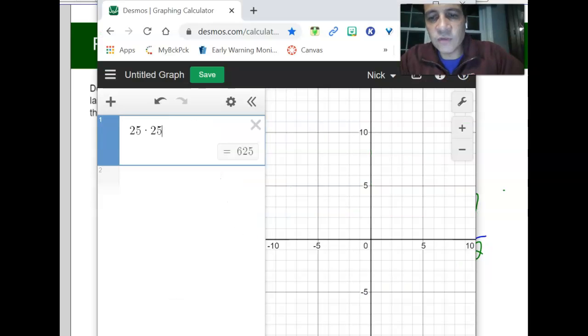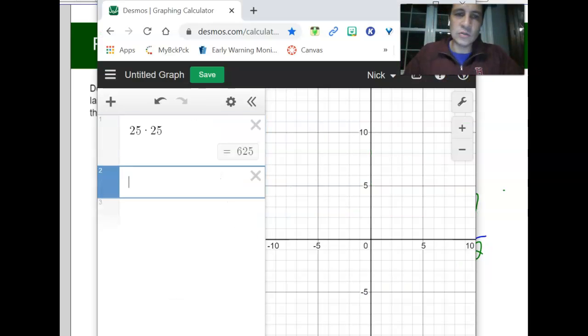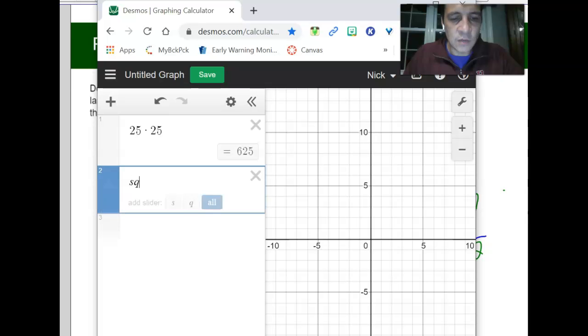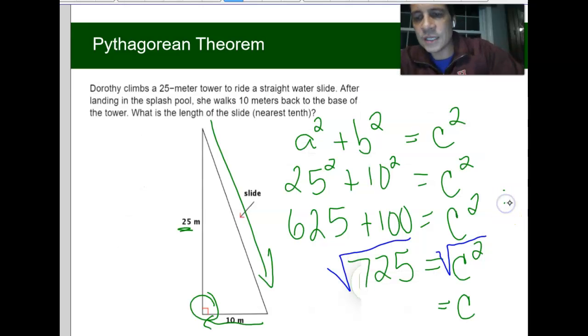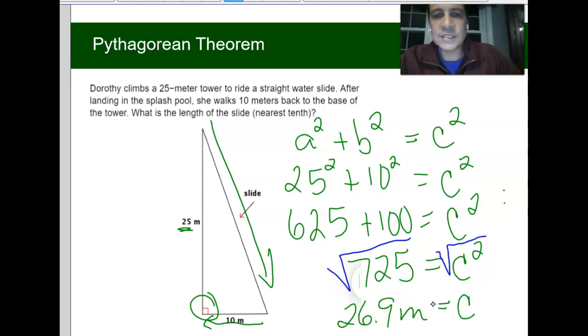And the square root of 725, I don't know that, but I am going to use my calculator to help me figure it out. And according to the directions, I want to round it to the nearest tenth. So I get 26.9258240357, rounded to the nearest tenth. That's 26.9, and in this case, it's meters. And you always want to check to make sure this makes sense. The hypotenuse has to be the longest side, and 26.9 is longer than the other two sides.